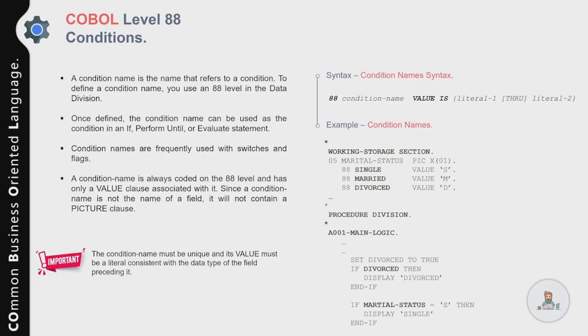And in case you don't want to use level 88 conditions, then you can directly use the variable, that is, if marital status equals S, then display single. So this is how you can use level 88 conditions in your COBOL program. And finally, the condition name must be a unique name and its value must be a literal which is consistent with the data type of the field preceding it.